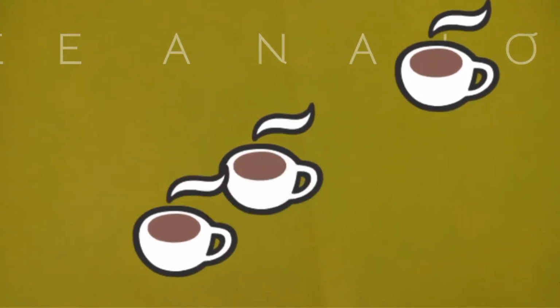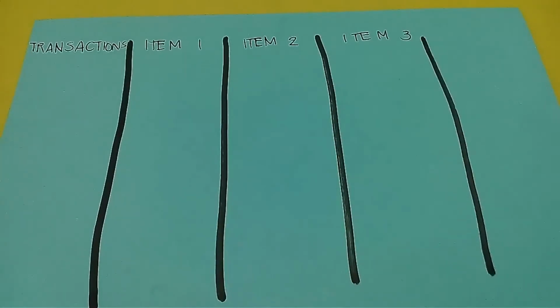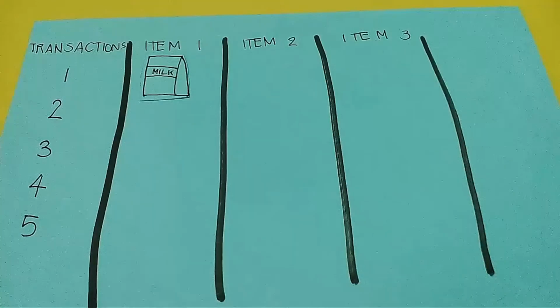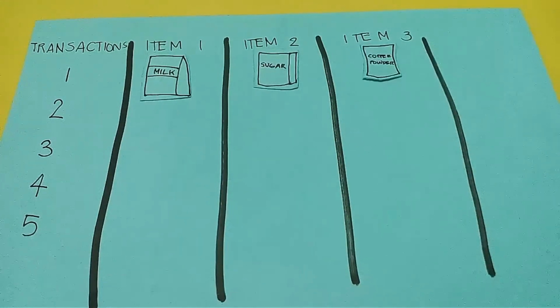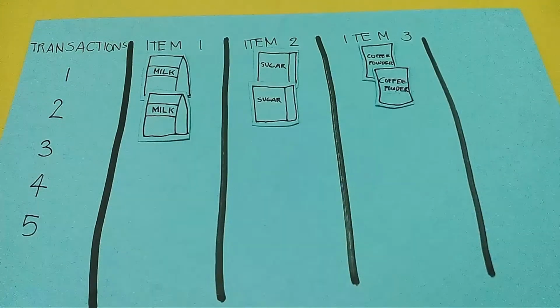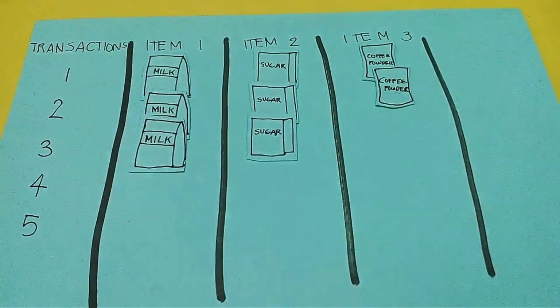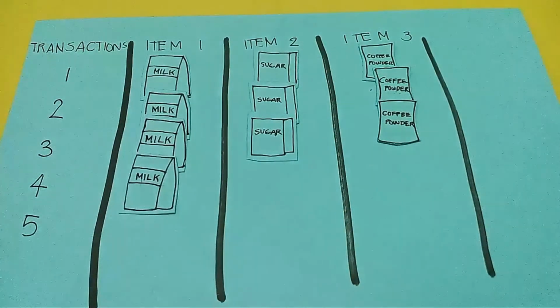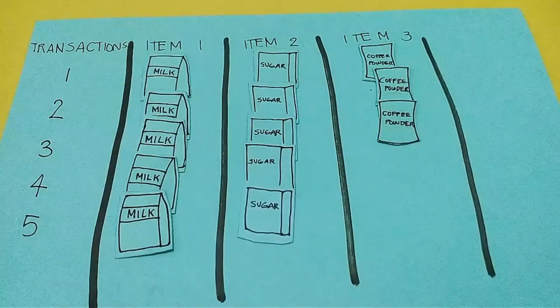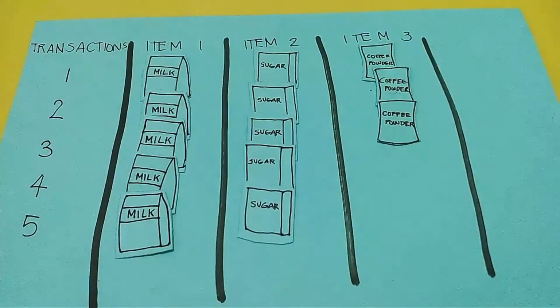The question is, how do we uncover these associations? In order to understand the concept better, let's make a simple dataset, and we call it the coffee analogy. This dataset consists of the items purchased from a retail store. We have these association rules. Rule number 1: if milk is purchased, then sugar is also purchased. Rule number 2: if sugar is purchased, then milk is also purchased. Rule number 3: if milk and sugar are purchased, then coffee powder is also purchased in 60% of the transactions.